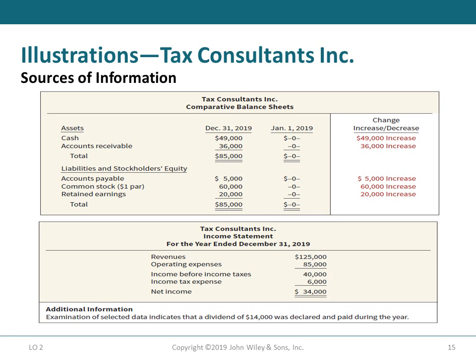Also, we are provided with additional information. Examination of selected data, the last row, indicates that a dividend of $14,000 was declared and paid during the year. This indicates why there is still retained earnings of $20,000. The firm earned a net income of $34,000, paid $14,000 as dividends, so the company retained $20,000 as retained earnings.